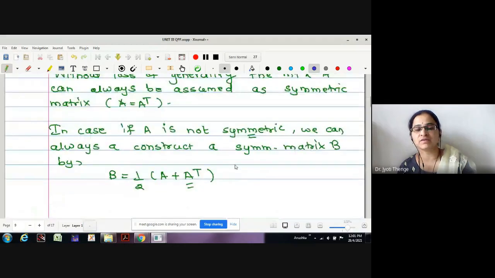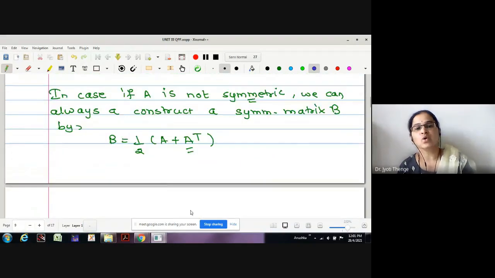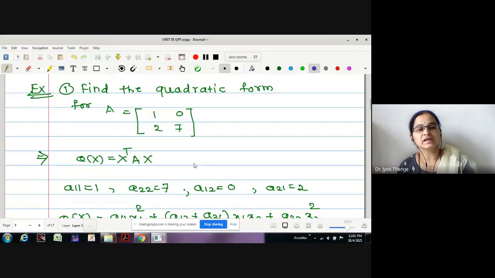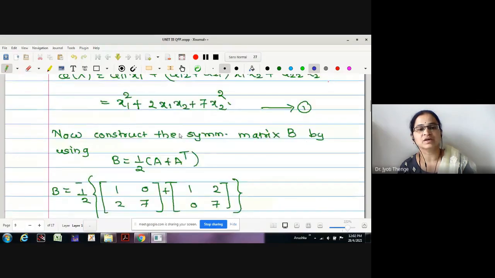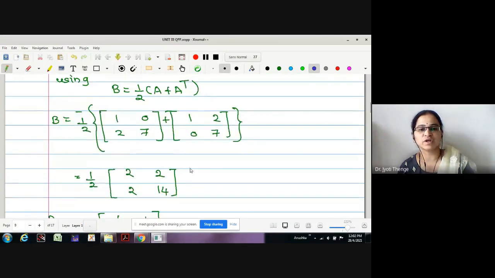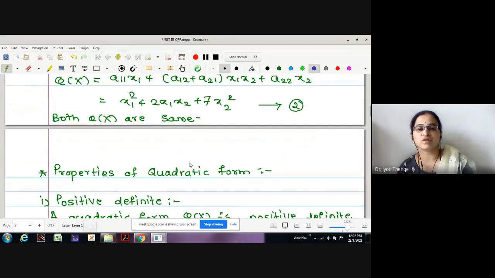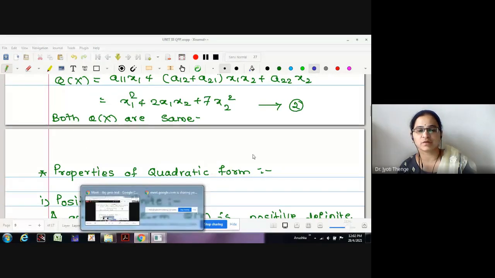If the given matrix in the quadratic form is not symmetric, one can construct the symmetric form with the help of this formula, half of A plus A transpose. Later we have seen one example of finding a quadratic form for the given matrix. We have found it. Then we have constructed the symmetric matrix corresponding to A, and later we have checked the quadratic form, and we have observed both the quadratic forms are the same.